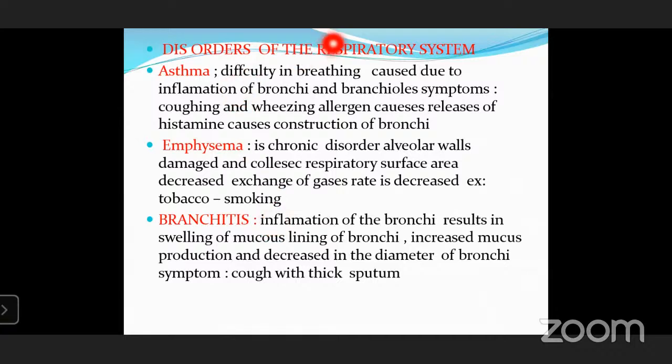First one is asthma, second is emphysema, and third is bronchitis. In asthma, inflammation of bronchi and bronchioles. In emphysema, alveolar walls are damaged. And in bronchitis, inflammation of bronchi, swelling of mucus lining, increased mucus production and decreased diameter of bronchi. This is very important.